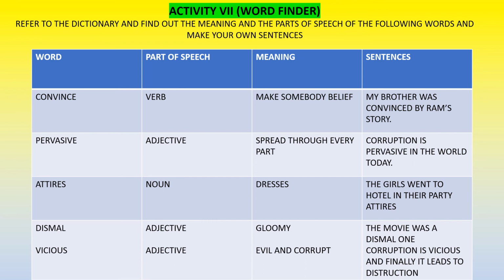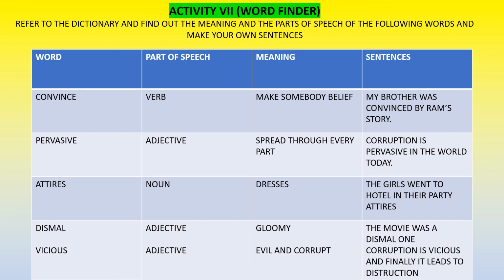Pervasive. Parts of speech: it is an adjective, not a verb, not a noun. Pervasive is an adjective. Meaning is spread through every part. Pervasive means spread through every part. So what sentence can we make? Corruption is pervasive in the world today. We know that while we watch almost all news on television or read the newspapers, corruption is pervasive in the world today.